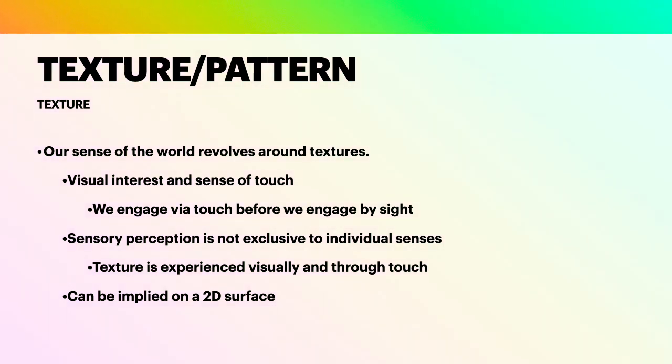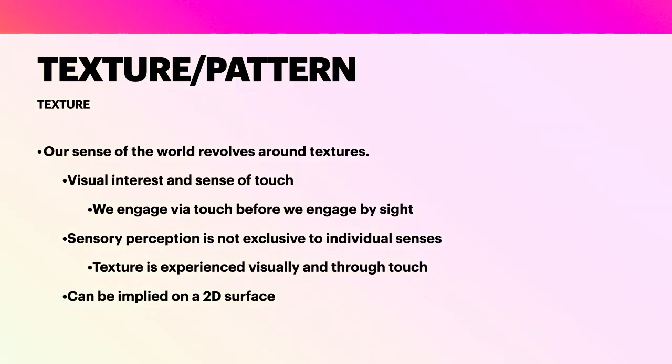So our sensory perception is not exclusive to an individual sense. So texture is experienced visually and through touch. It can also be implied on a 2D surface. So what is meant by our sensory perception not being exclusive is just that we use more than one type of sense, generally on a daily basis.